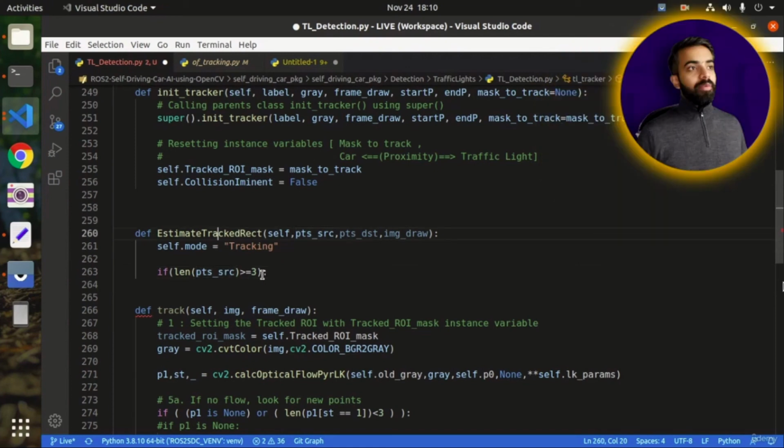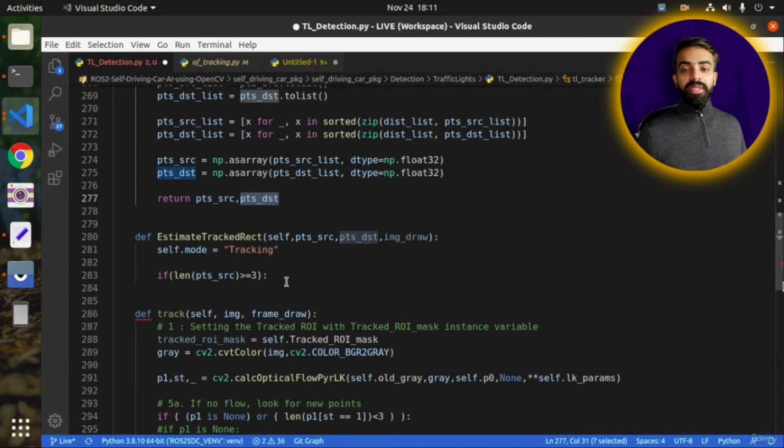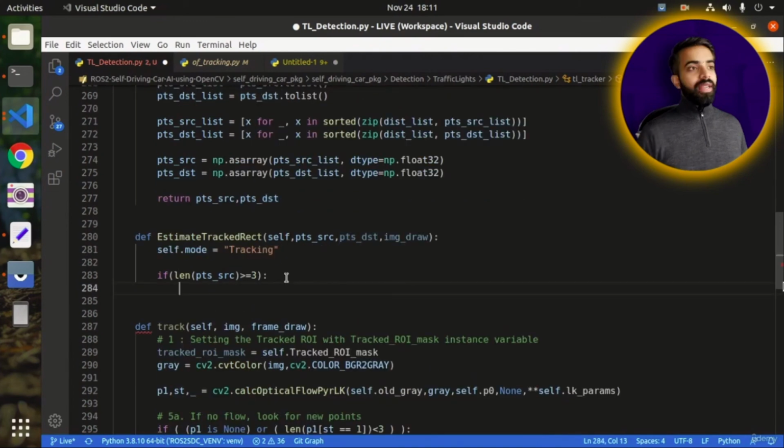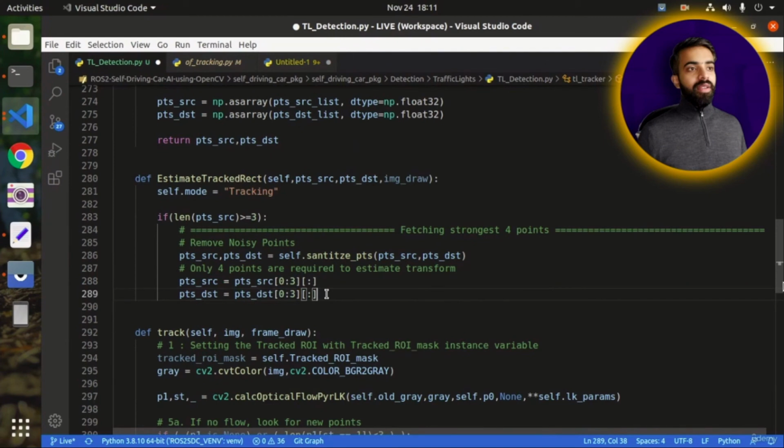So let's define that particular function right over here. That function is sanitize points. It takes in the point source and the point destination, and simply outputs the strongest points in descending order. So the first few points are the strongest points, and those are the points that we wish to extract. So we go over right here, call that sanitize points function, and then what we receive are the strongest points in descending order, and we simply extract the top 4 points. Once we have those top 4 points, we can now estimate the homography matrix, which will be used to estimate the new track region of interest.